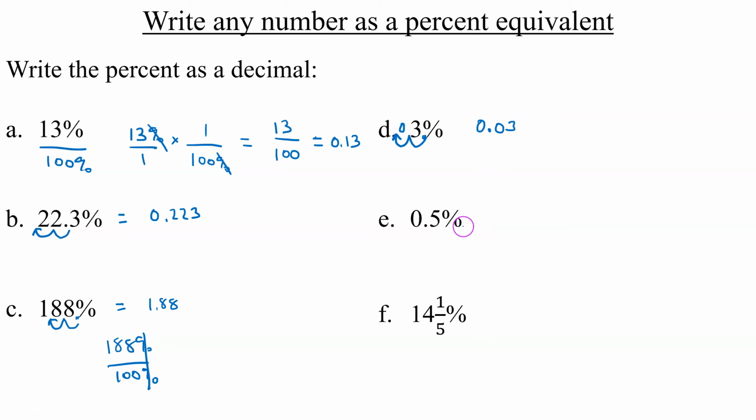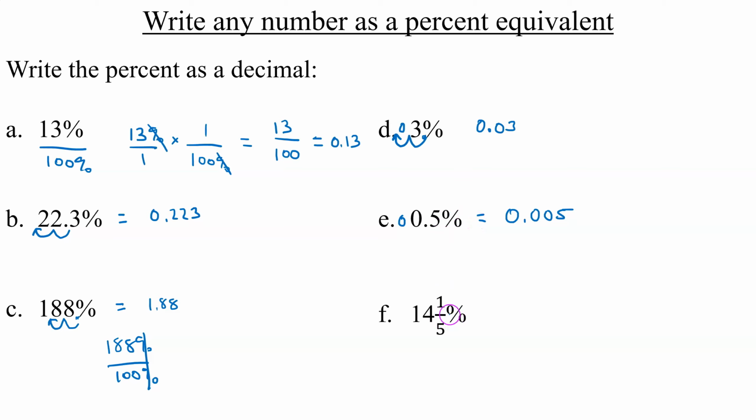0.5%, here we have a percentage which is less than 1% and has a decimal, but we do the same thing. We're converting it into a decimal number. We're going to move it 2 to the left. Fill in with a 0. And we get 0.005.